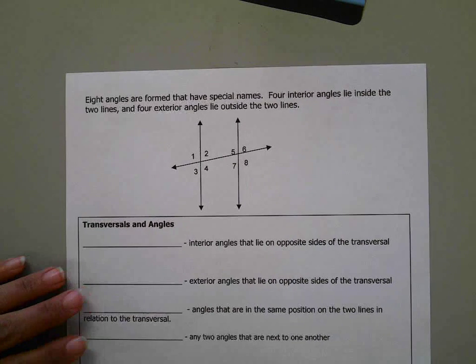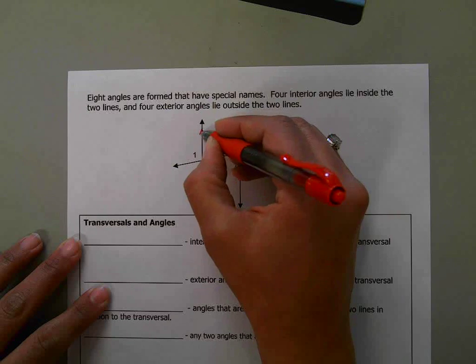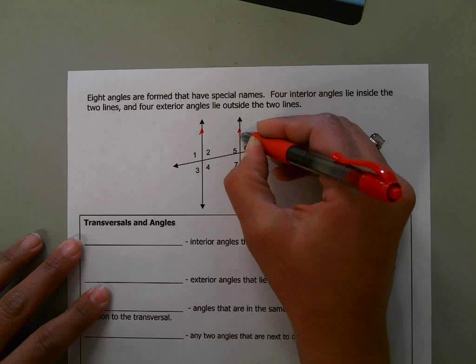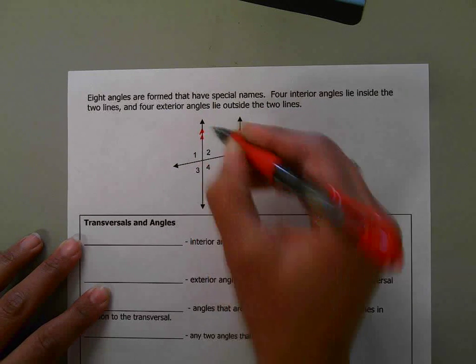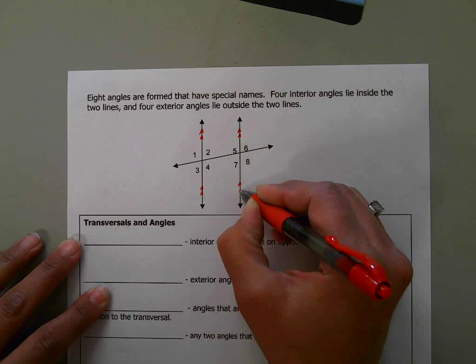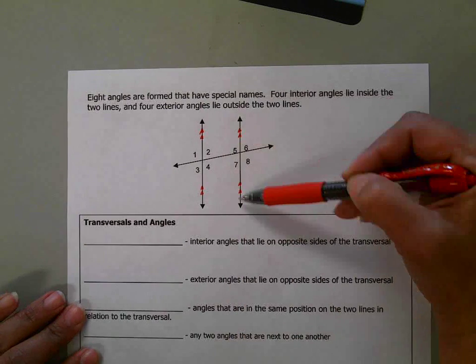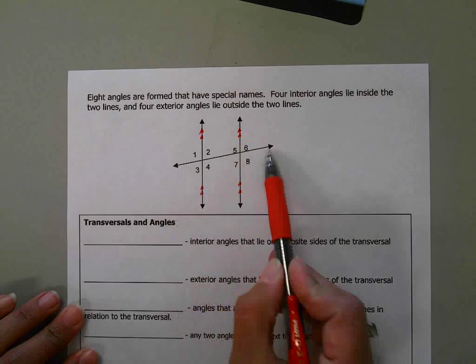Okay, so 8 angles are formed that have special names. 4 interior angles lie inside the two lines, and 4 exterior angles lie outside the two lines. So these two lines are parallel. Remember, there's a little symbol. Sometimes there'll be two here. These are parallel lines. They don't always have to be parallel to have a transversal. So these are my parallel lines, and this is my transversal.